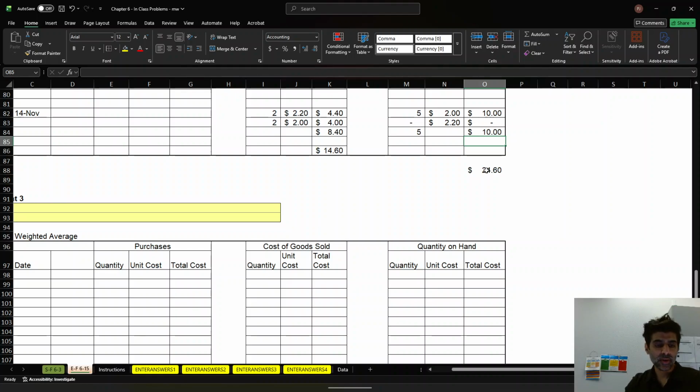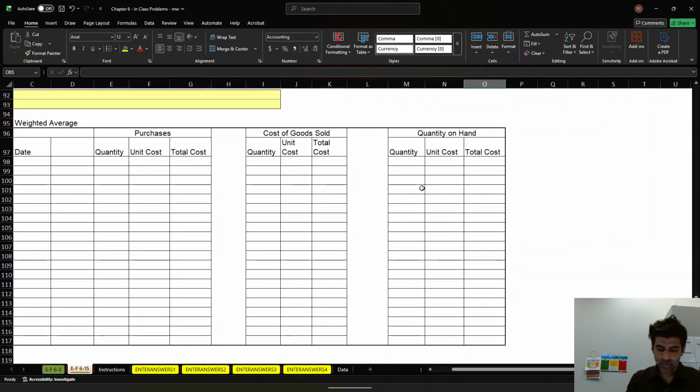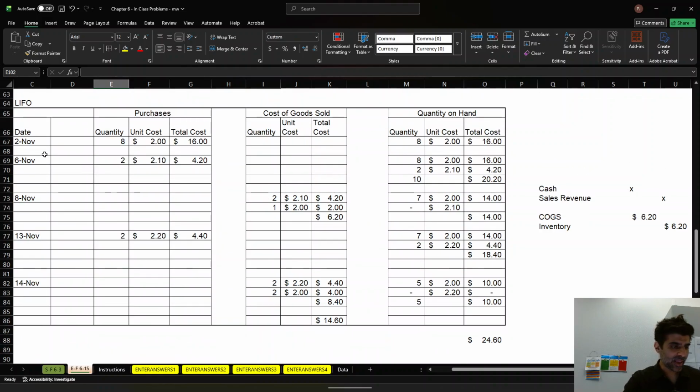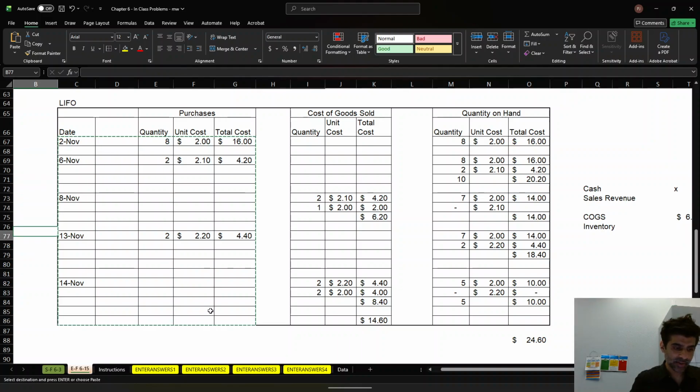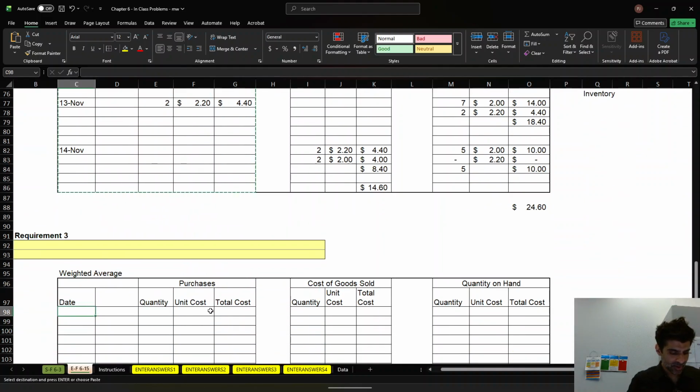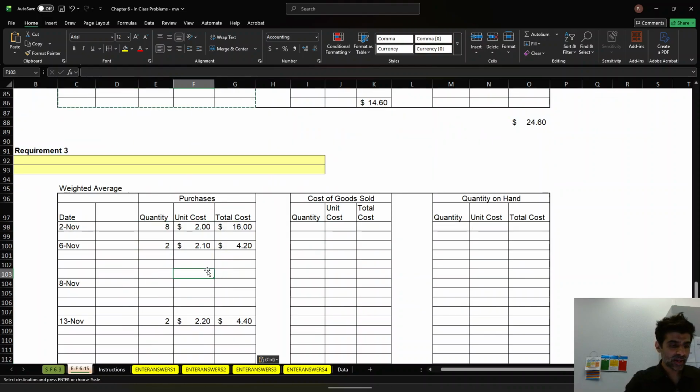Okay, so now again, it's going to be the same transactions. This part of it is going to be exactly the same. I'm just going to copy and paste this because again, the inventory costing method does not change anything about these purchase transactions. It's only going to be how cost of goods sold is calculated and therefore how the inventory balance is calculated. That's the only thing that the inventory costing method changes.